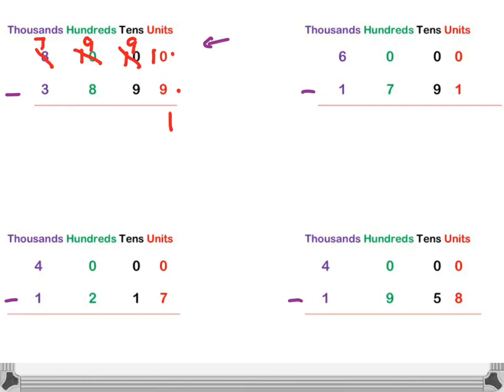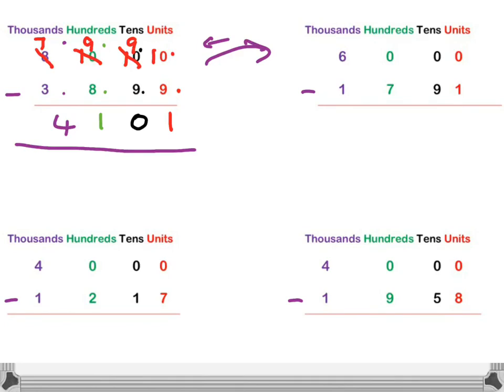Okay, let's look at our tens column. 9 minus 9 is 0. Then we look at our hundreds column. 9 minus 8 is 1. And then we look at our thousands column. 7 minus 3 is 4. Okay, I hope you're managing to understand it a bit better. Let's look at this one next.